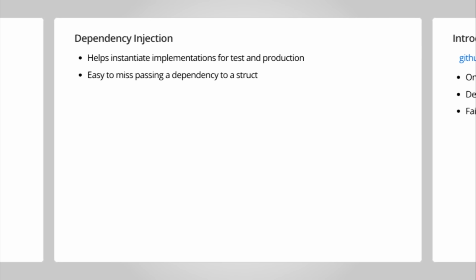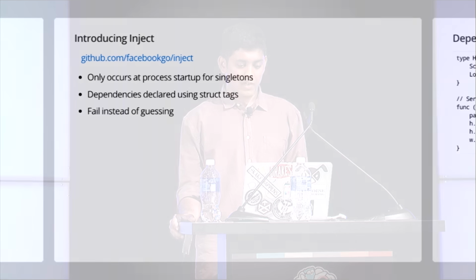We had a few crashes in production where we missed passing in a dependency to a struct, and this would crash when that code path was executed. It's kind of easy to do in Go because there's no explicit constructor. So we wanted to write something to solve all these problems for us. So we wrote a library called inject.